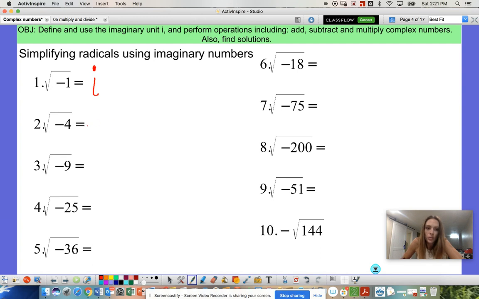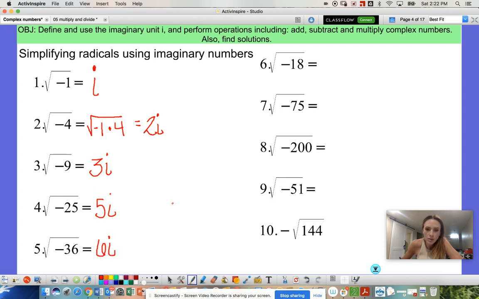Just like when we simplified radicals before, you would say this is really the square root of -1 times 4, right? So now I can simplify both of these. I know this is i, and I know the square root of 4 is 2, so I call it 2i. It's standard to put the i after the coefficient. Okay, then we have 9. This one, again, will be 3i because we separate it just like we did up here. Number 4, 5i. Number 5, 6i.